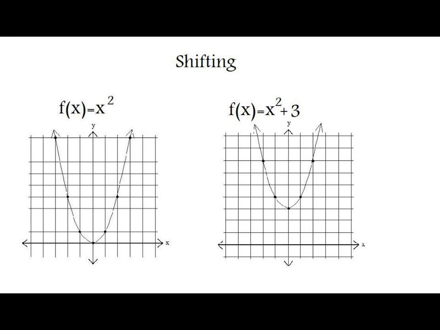The second way to shift the graph is vertically. This is done by adding or subtracting a number from, in this case, x squared. For this example, we will use f of x is equal to x squared again, and f of x is equal to x squared plus 3. As you can see, adding 3 to x squared has shifted the graph up 3 spots. If one were to subtract 3, it would have moved down 3.